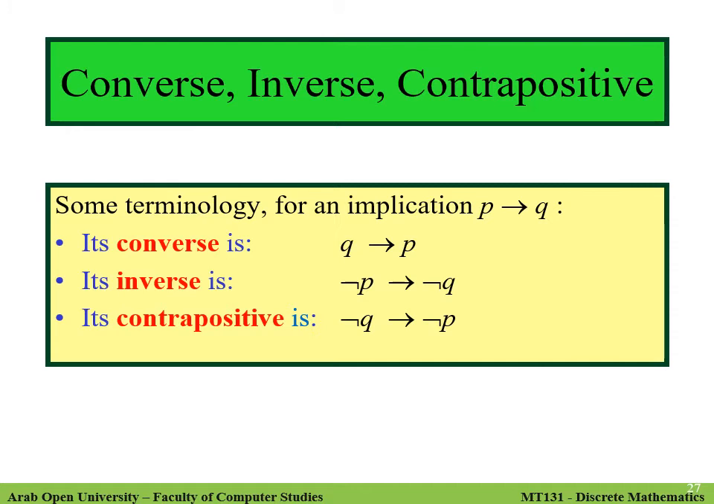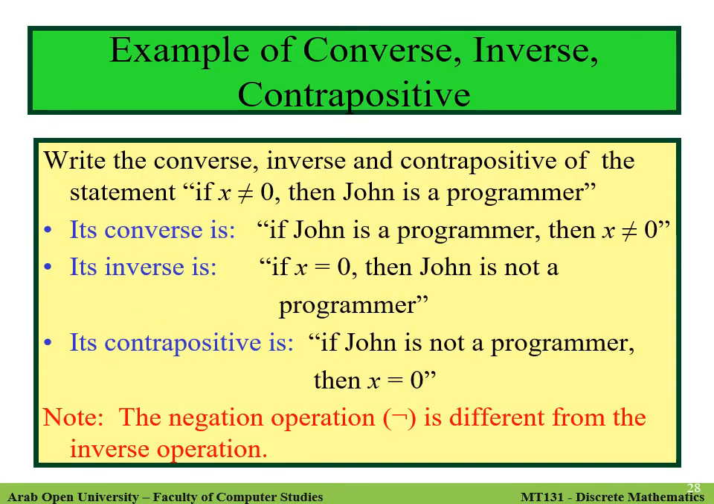So let me repeat those three and then we will look at an example. The original statement is P implies Q. The converse is Q implies P. The inverse is not P implies not Q. And the contrapositive is not Q implies not P. Let's look at an example of forming the converse, inverse, and contrapositive for an implication statement. We want to write the converse, inverse, and contrapositive for the following statement.